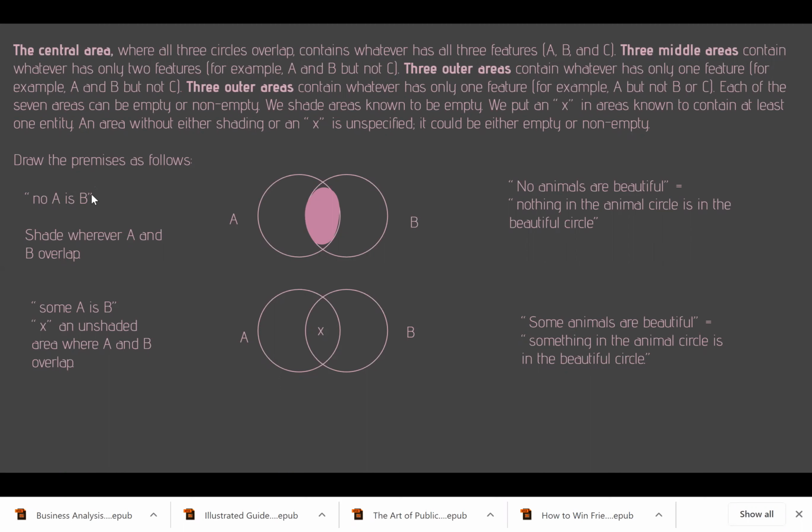Whenever you have no A is B, shade wherever A and B overlap. This means, for example, no animals are beautiful means nothing in the animal circle is in the beautiful circle. So you shade it in. The next example, whenever you have some A is B, put an X on an unshaded area where A and B overlap. This means some animals are beautiful means something in the animal circle is in the beautiful circle.